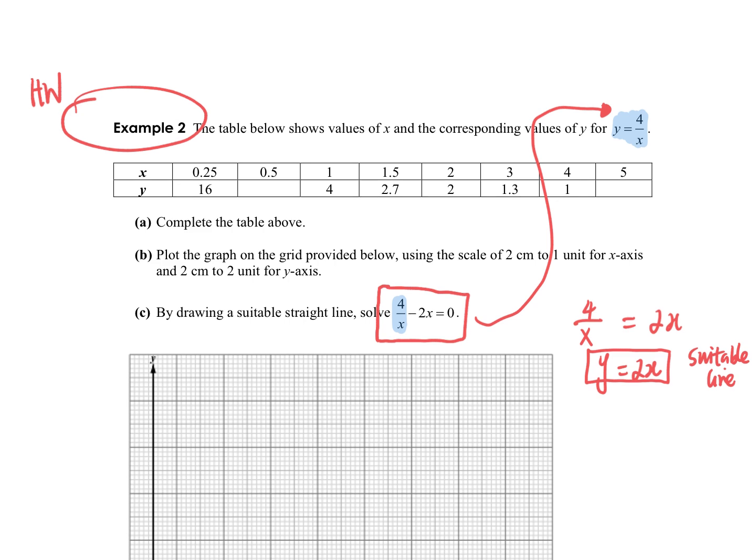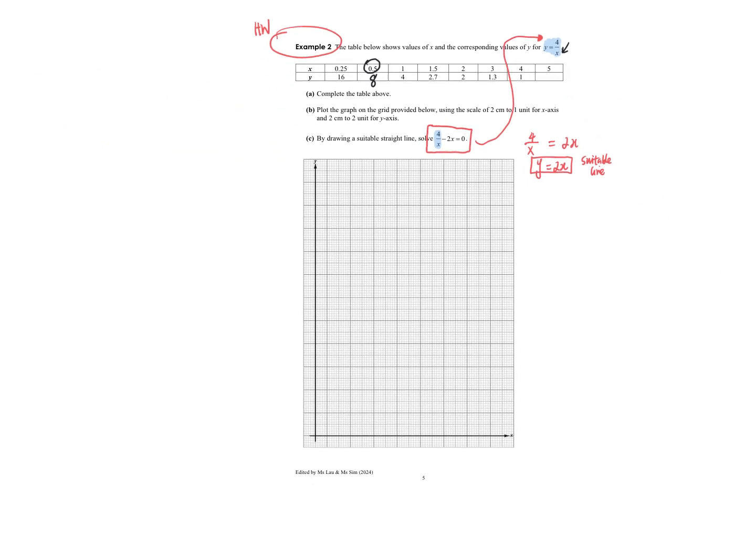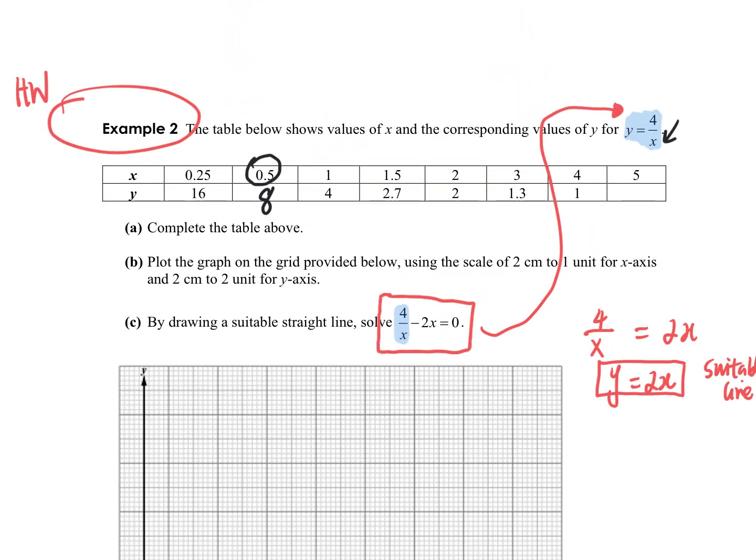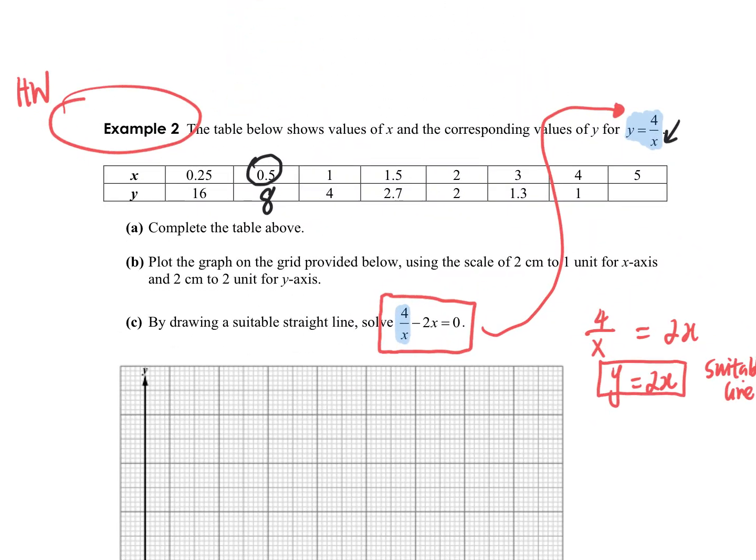Okay, let's finish this. Substitution, I believe I don't have to go through anymore. If you sub in x here, you will get 8. This one is page 5. Okay, and then if you sub in 5, you will get 0.8. So they will usually give you 1 mark for completing the table. Okay, that's the first one.